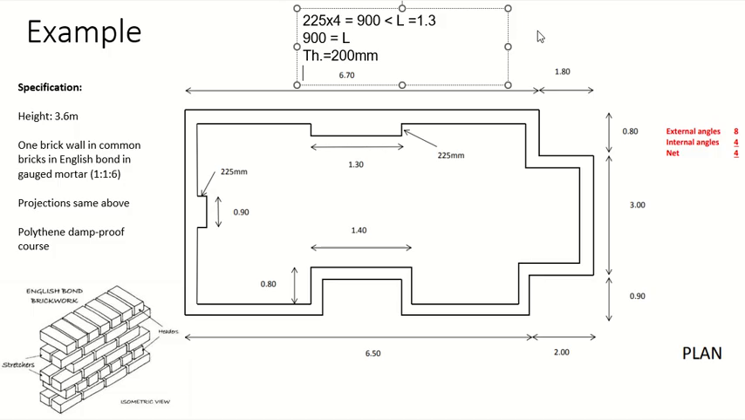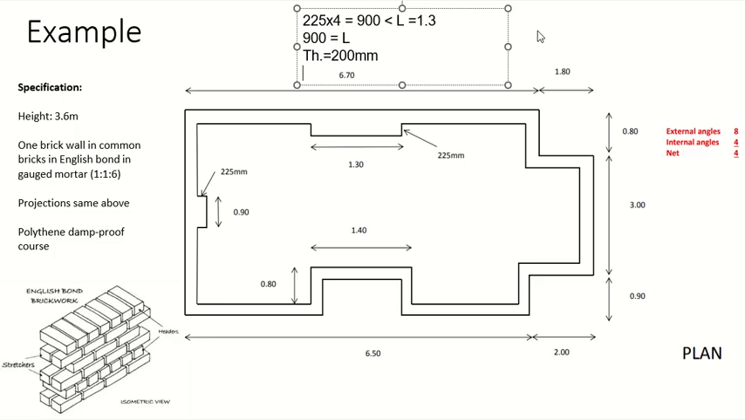Then I calculated this side, which is 0.8 plus 3 plus 0.9. Again external. So half wall from here, half wall from here. Subtract, because I need center line, right? So this minus this will give me center line. You are keeping the thickness in millimeters? I will keep the thickness in millimeters. Clear now?